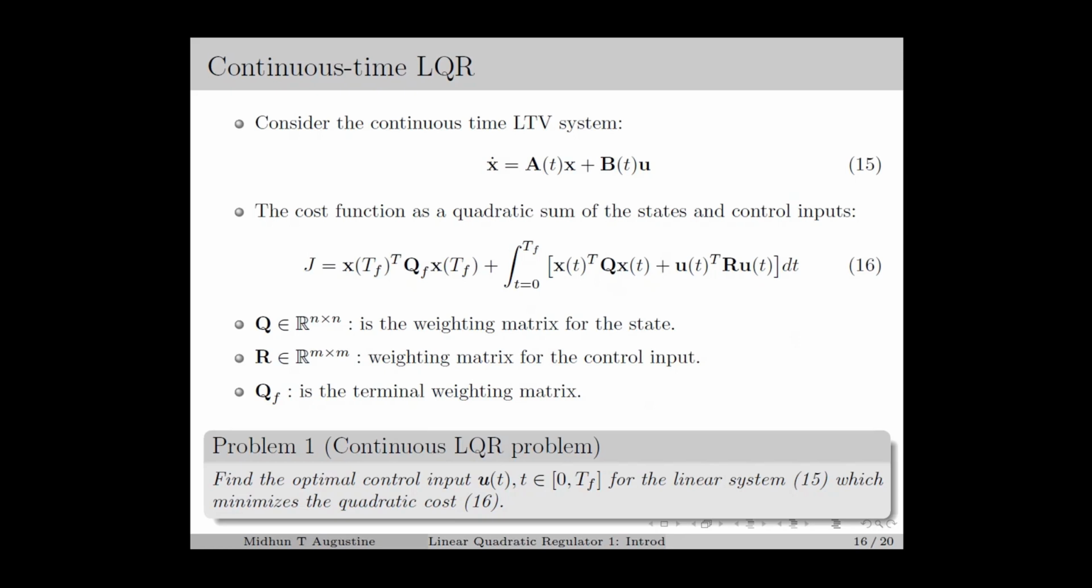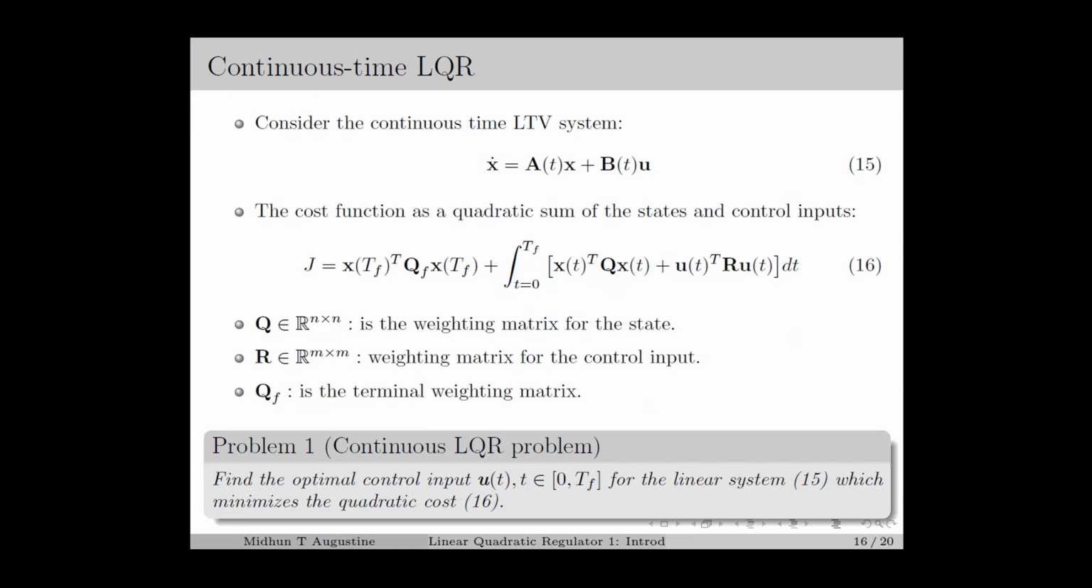The cost function is chosen as a quadratic sum of the states and control inputs as in equation number 16, in which Q is the weighting matrix for the state, R is the weighting matrix for the control input, and QF is the terminal weighting matrix. The weighting matrices Q and R can be used for relatively weighting the contribution of the states and control inputs in the total cost J.